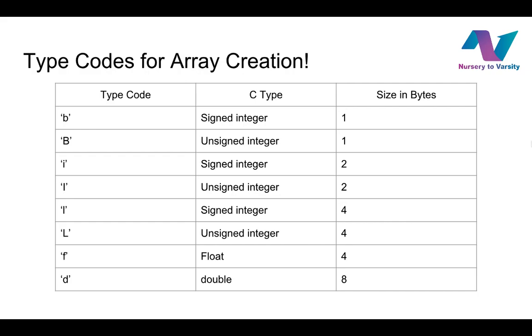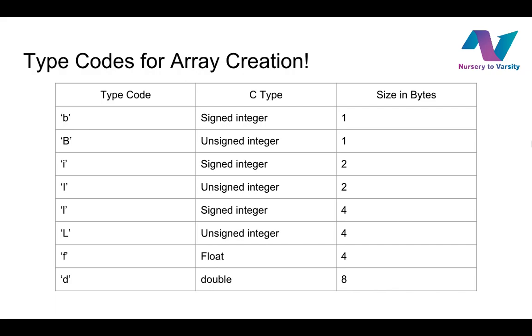If it is a character array, then it has to contain only characters. It cannot contain mixed values like character plus integer plus floats. Now, an array basically contains items of the same type. So this is a brief definition of array. And these are the type codes for array creation.